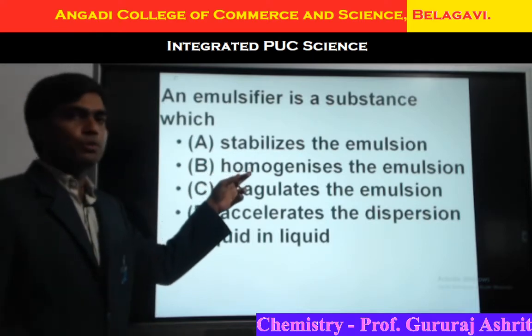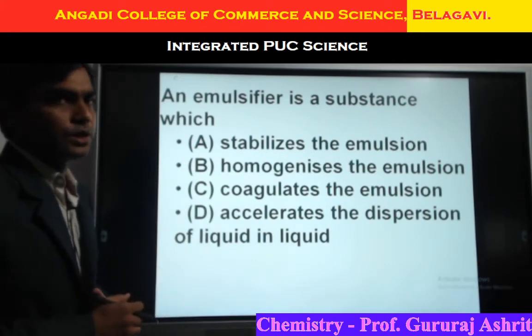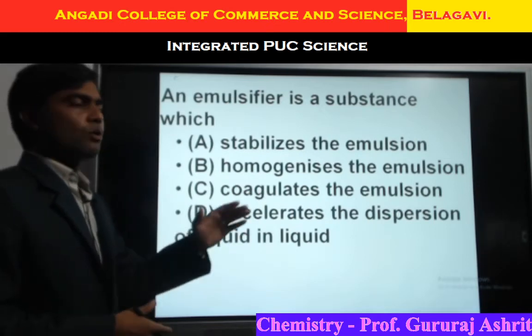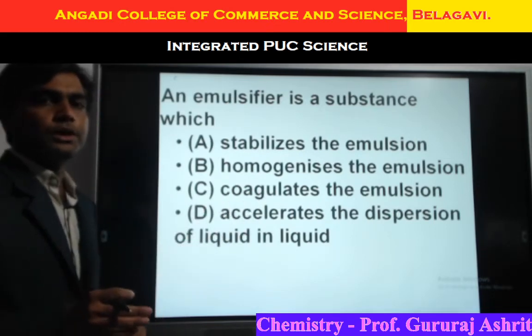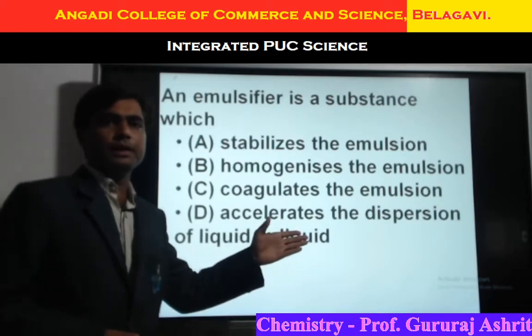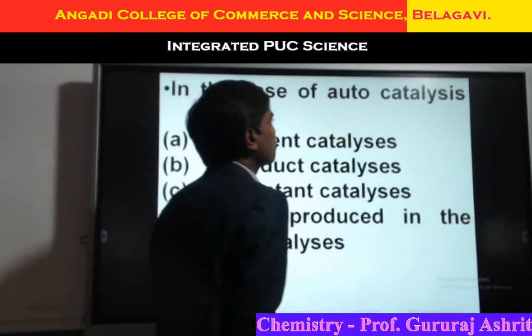And if you go for homogenizes, we already know that colloids are heterogeneous in nature. No chance of the word homogeneous coming. And coagulates means, you know, coagulation is done only by adding a suitable electrolyte, and speed increase is not related to this concept. Okay. Next question.